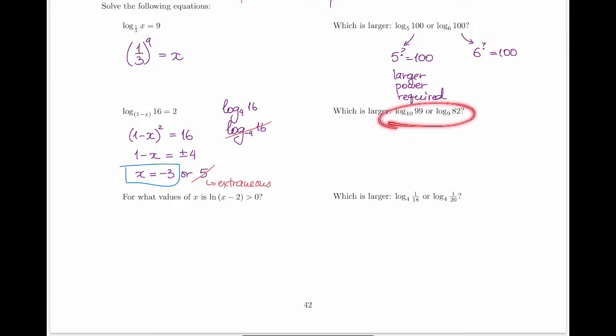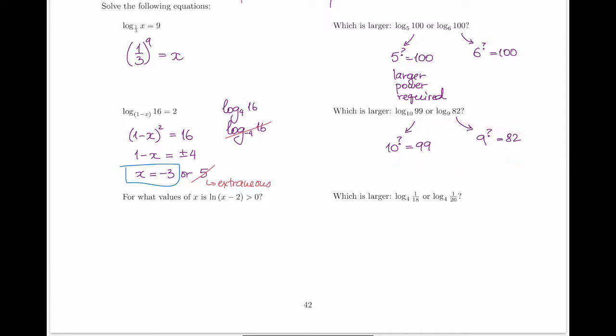For the next one, logarithm base 10 of 99 versus logarithm base 9 of 82. So log base 10 of 99 means the power to which I have to raise 10 to get 99. Log base 9 of 82 is the power to which I have to raise 9 to get 82. Okay, well, these are some nice numbers.